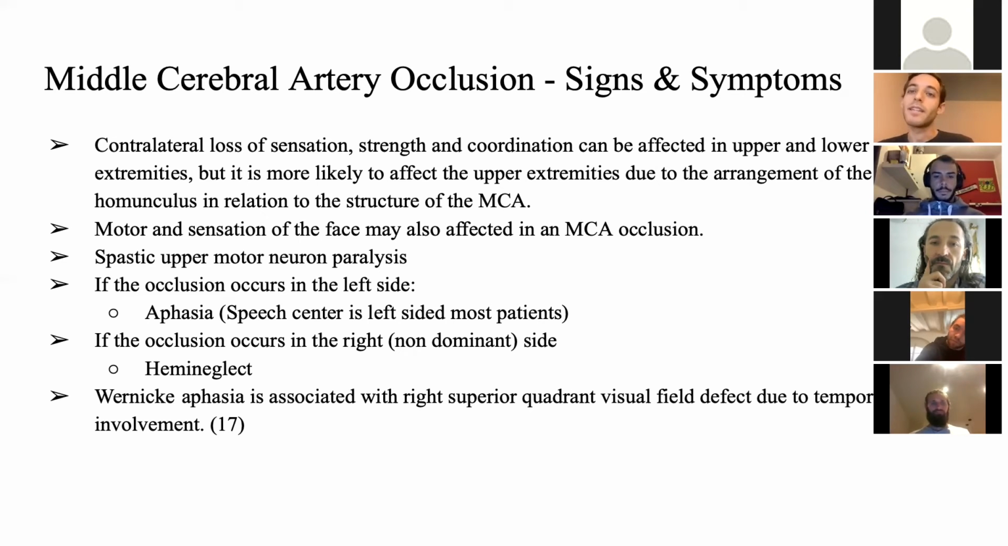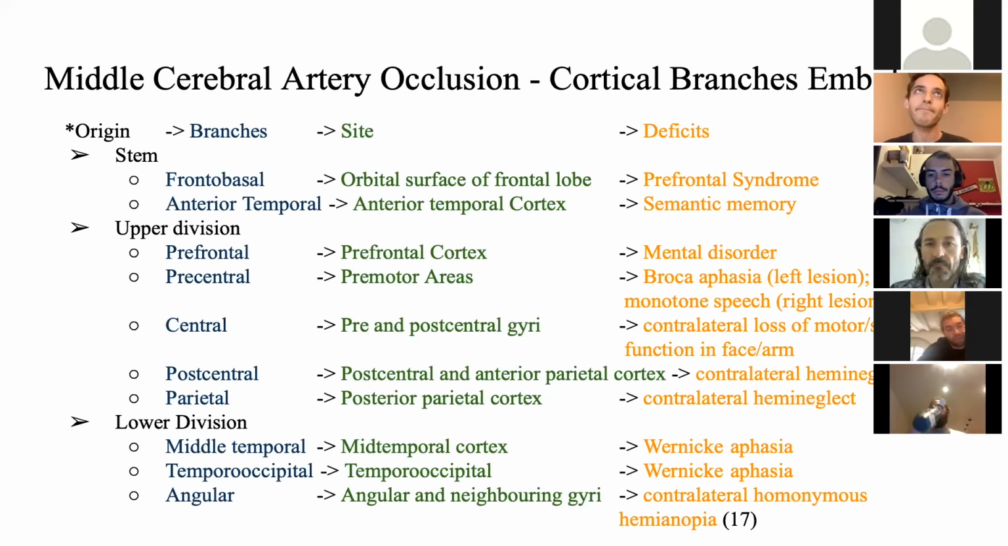The left hemisphere is dominant with regard to language and logical processing, while the right hemisphere handles spatial perception. If the lesion occurs on the left side of the brain, then the patient develops aphasia. If the patient gets a lesion on the right side, then they get symptoms of hemi-neglect. So that was a general overview of middle cerebral artery occlusions.